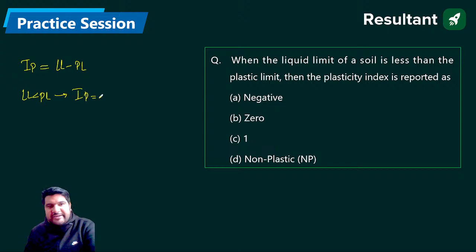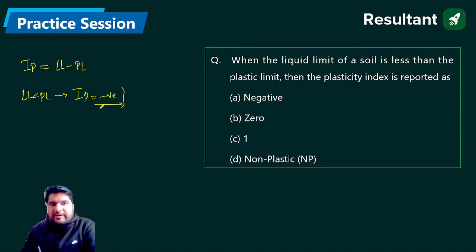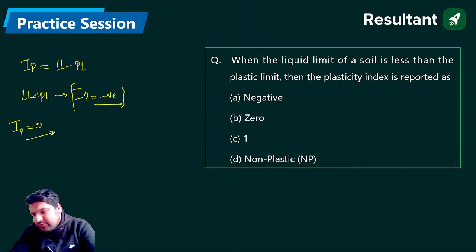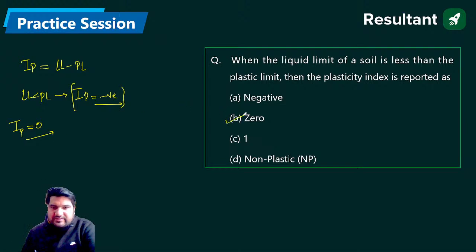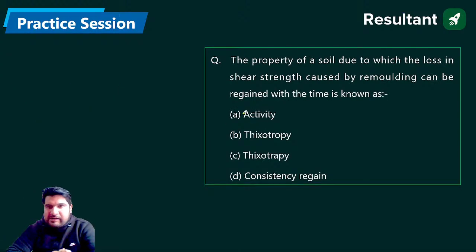But we are not noting down this negative value. We are not reporting this negative. In that case, we simply write IP is 0. So IP doesn't have a negative value. You may go with the answer B. Okay, next question on your screen.